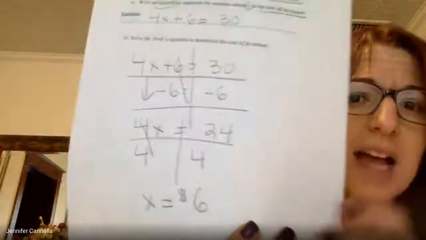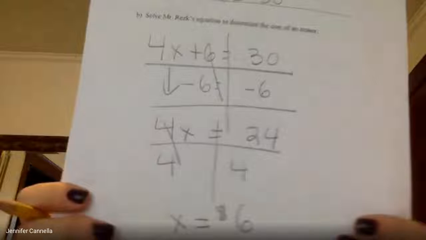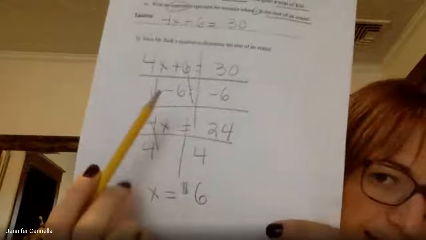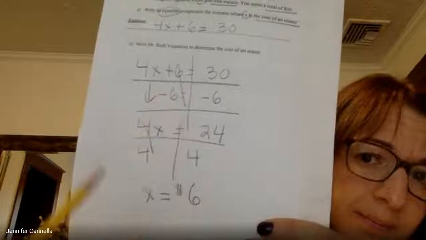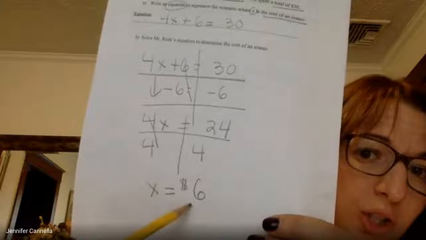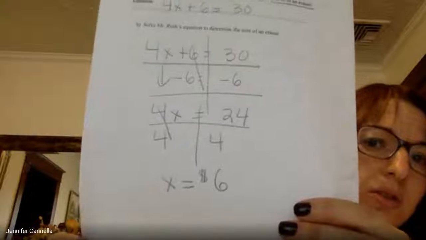Now let's check this out to make sure that the math is correct. If I take the 6 and I substitute it in, what's 4 times 6? 24. 24 plus 6, does that equal 30? Yes. So is my answer correct? Yes. Questions, comments, concerns? No. Okay, let's move on.